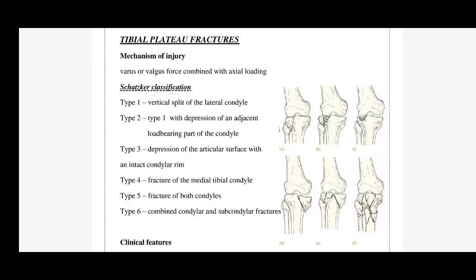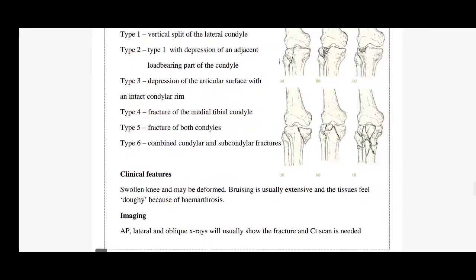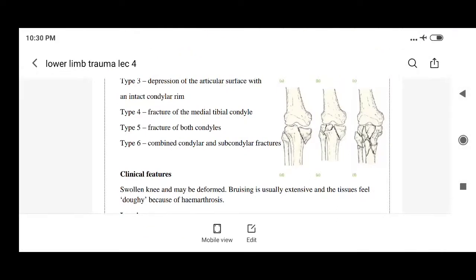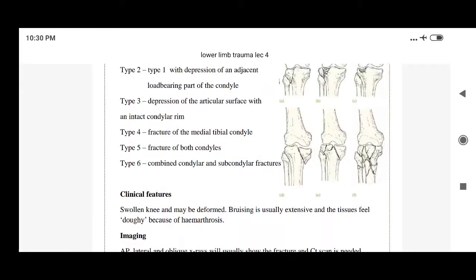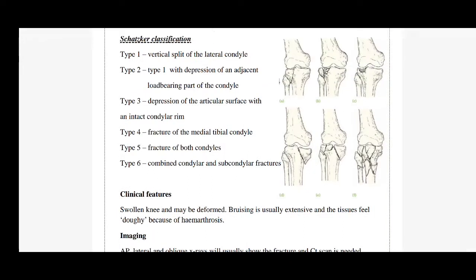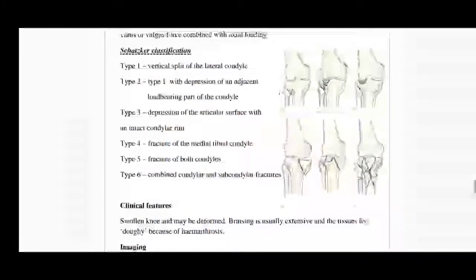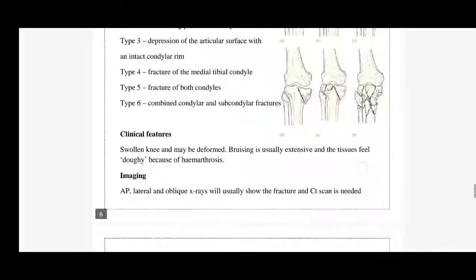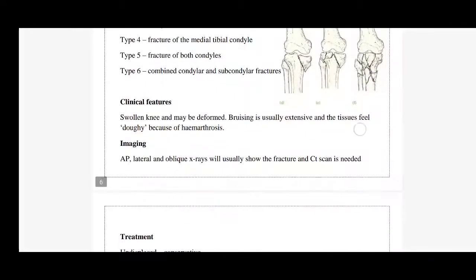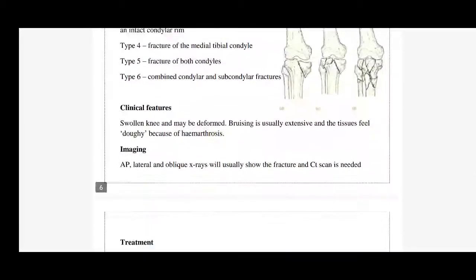Type 1 is the vertical split. Type 2 is the type 1 in addition to depression of the adjacent weight bearing condyle. Type 3 is pure depression. Type 4 is the medial plateau. Type 5 is biplateau fracture. Type 6 is the biplateau in addition to metaphyseal extension. It's a very important classification which guides the treatment and the future prognosis.